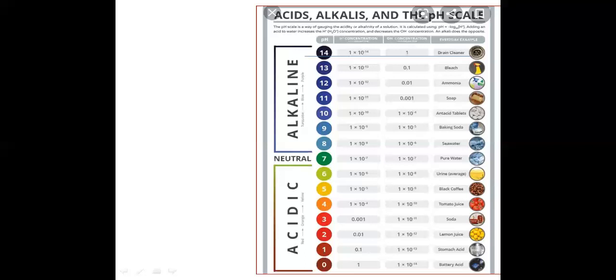Sulfuric acid is called the king of acids and it has pH 0. So the smaller the pH, then what will happen? The greater will be the hydrogen ion concentration. Smaller the pH, greater will be the hydrogen ion concentration. They are inversely related. Greater the pH, smaller will be the hydrogen ion concentration.